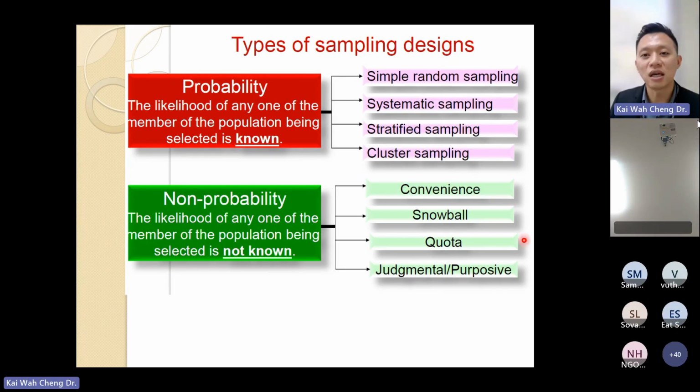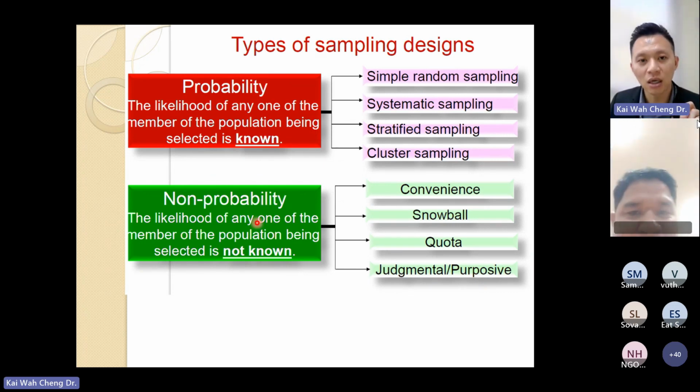Okay, so this is a summary for you. In social science research, we have two main types of sampling technique. Number one, probability sampling technique, and number two, non-probability sampling technique. So let's look at the red box first. What is a probability sampling technique?